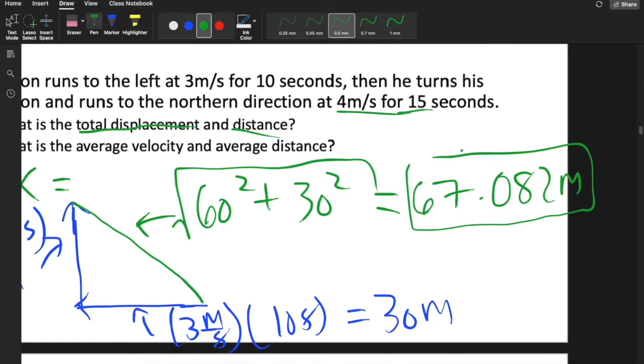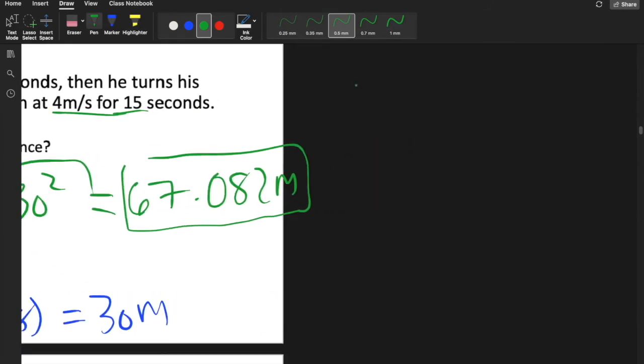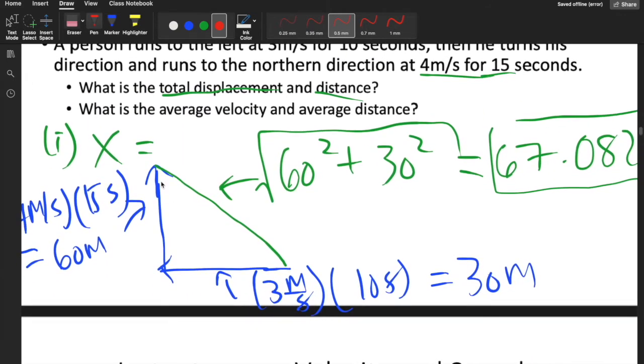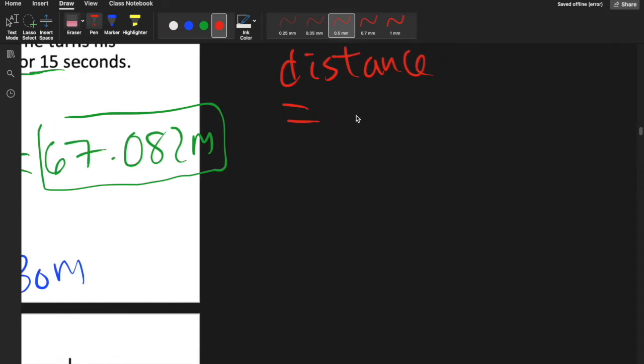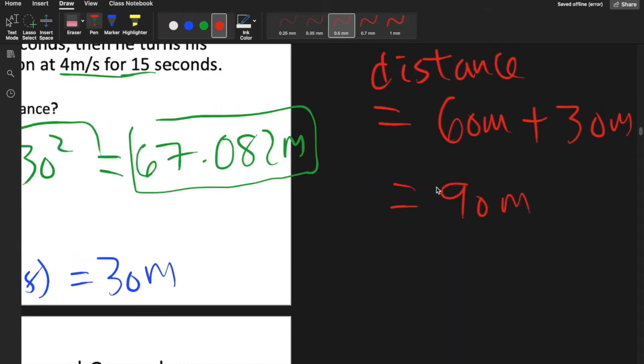And then how do we calculate distance? So let me write here. Distance, so distance is the actual path, right? It's the actual path here. So it will be equal to 60 meters plus 30 meters, which is 90 meters, right?